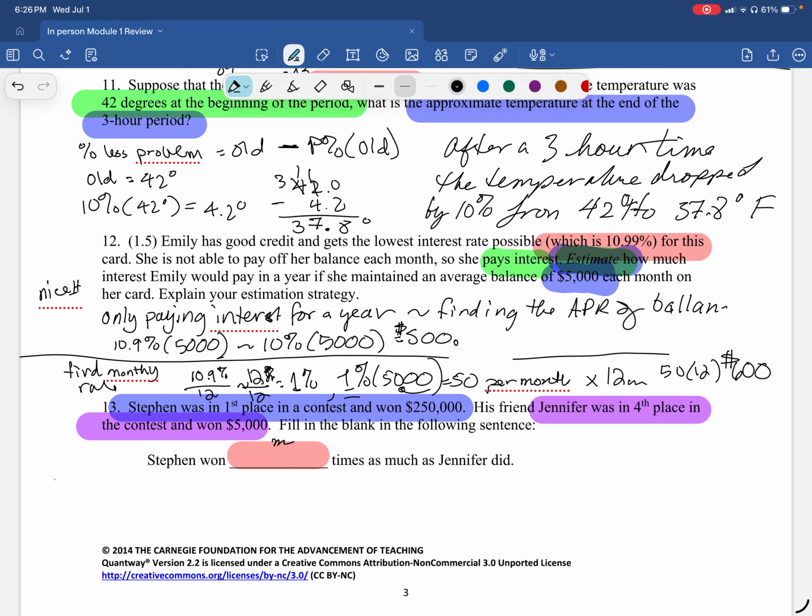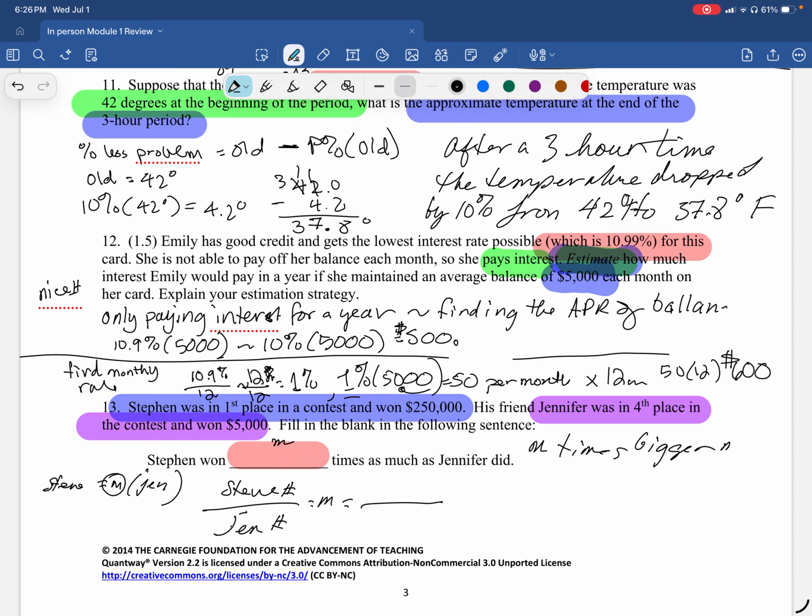So one way to set up the problem, you can think of Stephen's money equals M times Jennifer's money, and we want to solve for M. Or, if we have Steve's number divided by Jennifer's number, that will be our M. So it's M times bigger. This is our M times bigger model. And either of these setups gives the same M.